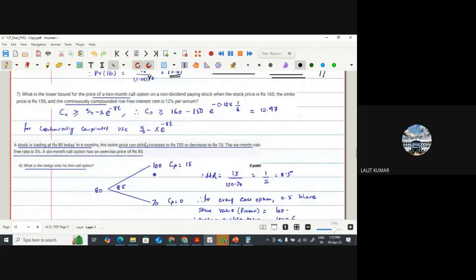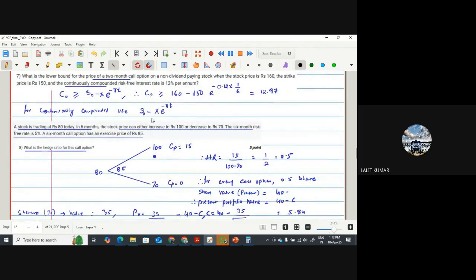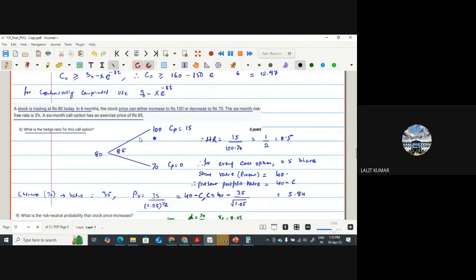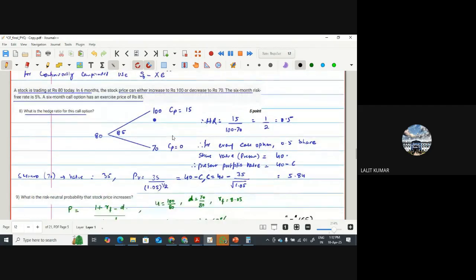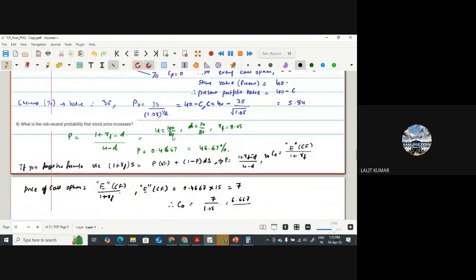Okay, good. Lower bound, again, the same question is there. We have to use the same formula. Then hedge ratio, again, they have asked the question hedge ratio, we can straight away calculate. Then this is a question where they have asked the risk neutral probability. So risk neutral probability is equal to (1 plus RF minus D) divided by (U minus D). So use this formula and you get the risk neutral probability.